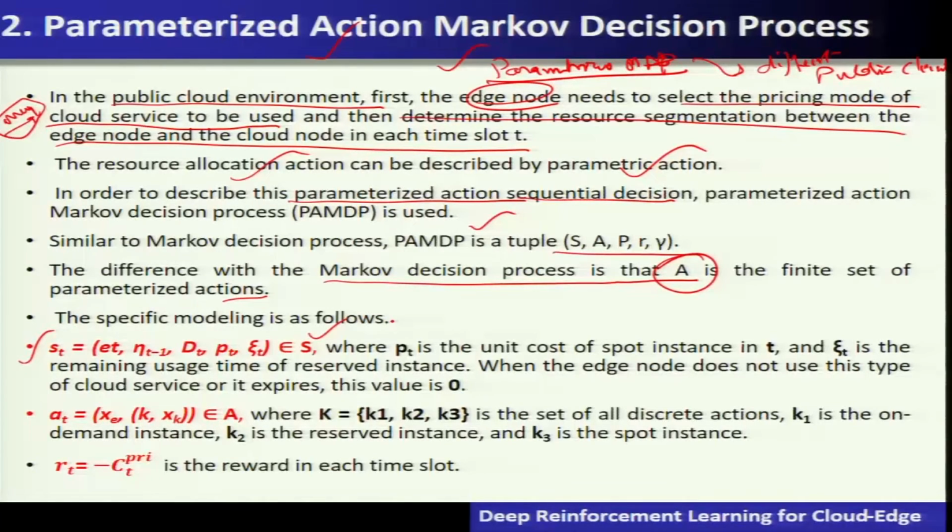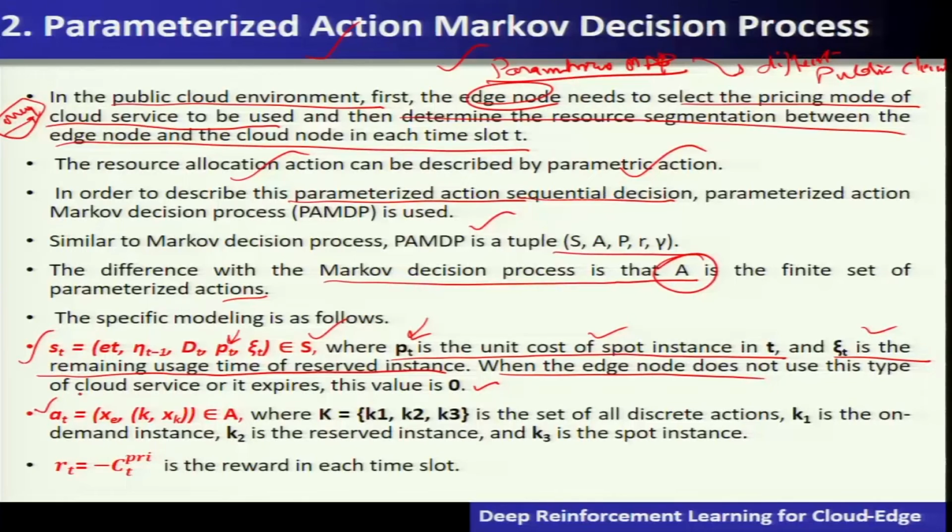S is an element from the capital S, and S comprises of PT, the unit cost of spot instance, and Z, the remaining usage time of that reserved instance. So this is the cost and this is the time, and when the edge node does not use this type of cloud service or it expires, then this PT will become 0.